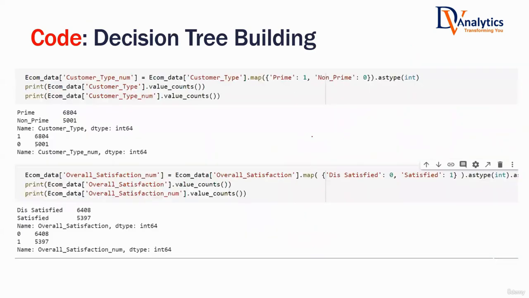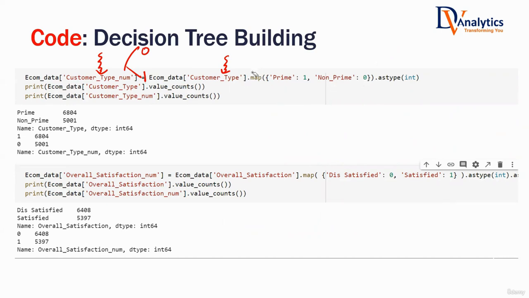Simple. We have the data. Whenever there is prime, we map it to 1. Whenever the value is non-prime, we map it to 0. The original variable is customer type. We create a new variable called customer type numeric. What values will this customer type numeric take? Zeros and ones. When the original variable is prime, it will be 1. And when the original variable is non-prime, it will be 0. Okay. This is known as label encoding.